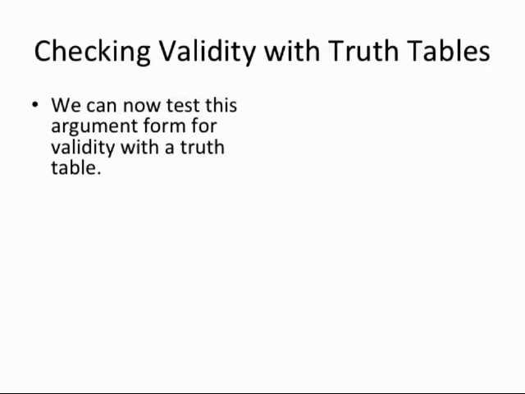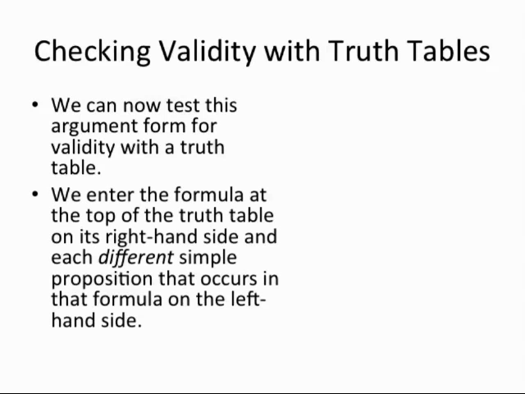Now we'll build our truth table. We'll start by drawing two intersecting lines. At the top right, we'll enter our argument's formula, the two premises together with the conclusion, and at the top left, we'll input each simple proposition that is used in the argument. It'll look like this. As you can see, we've now supplied our truth table with its header row.